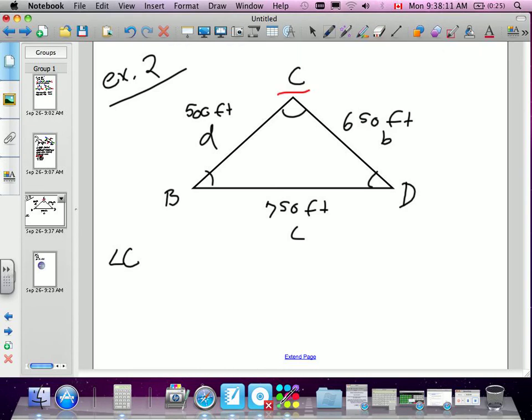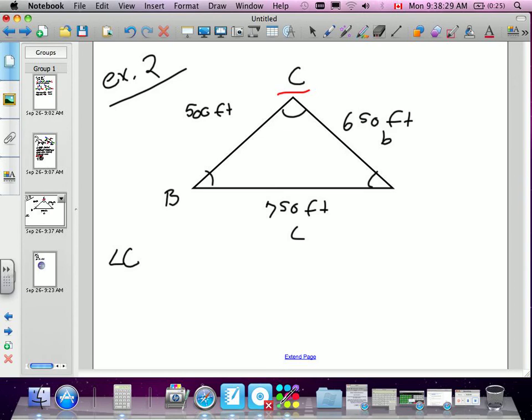Alright, second example from your textbook. They're asking us to solve for angle C, which works out really well for us because of the way I set up the formula for you guys. The only difference here is the other sides of the triangle are not A and B. They called them B and D. So I'm going to quickly rename this triangle.